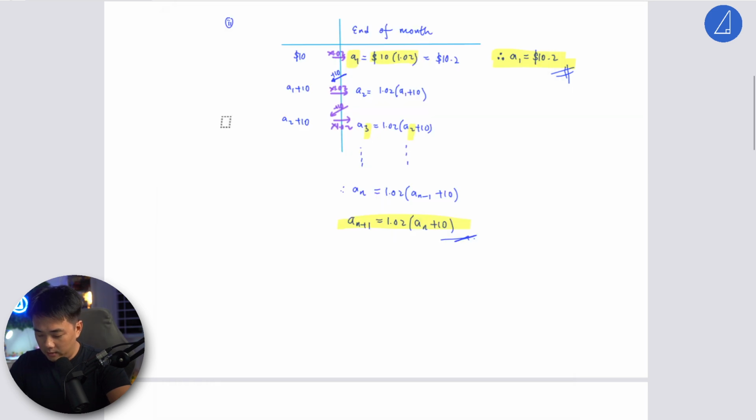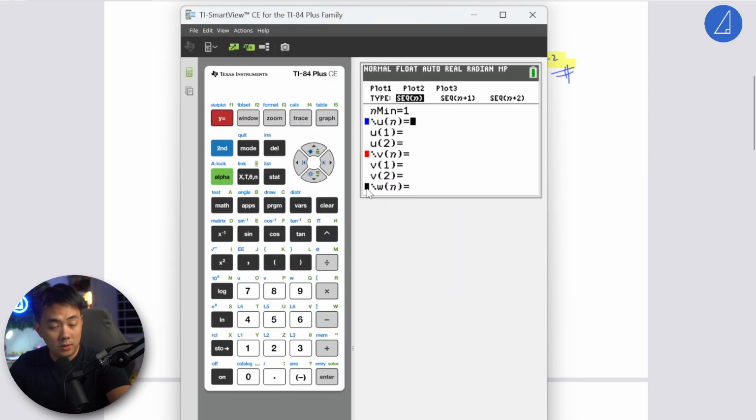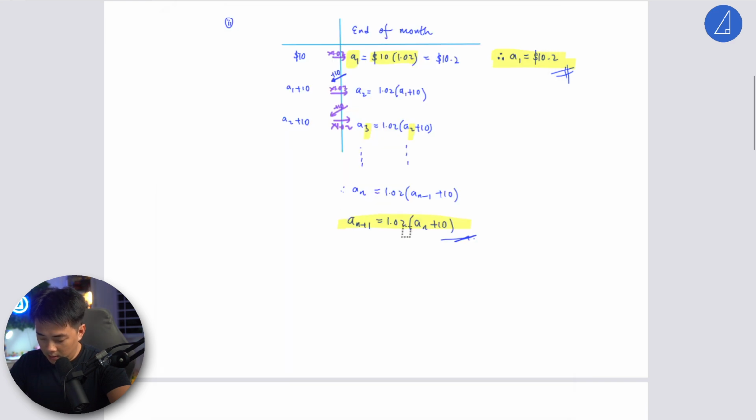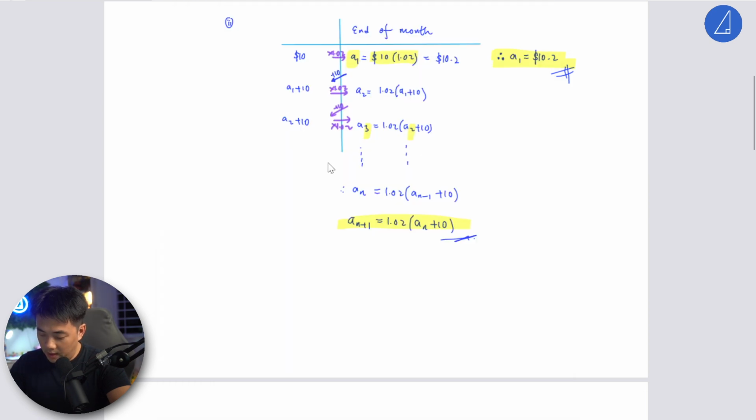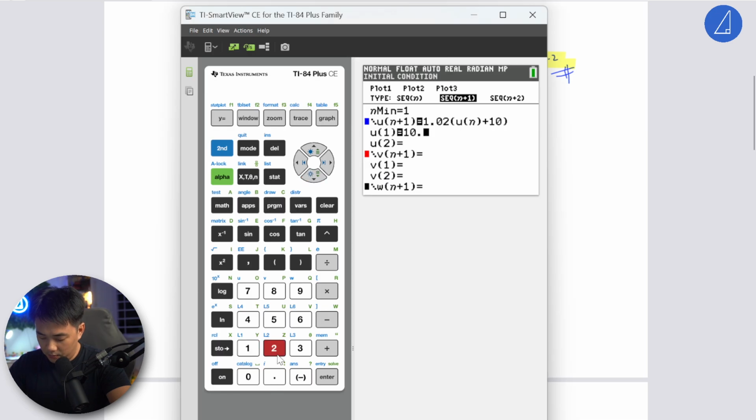Then you go to this guy here. Now this is n+1. So we could just use sequence, we just put the n+1 here, not an issue. Then this will be 1.02 A_n. So A_n is u. This is u_{n+1}. Instead of A, you put u. So u is this blue guy here. Then you just put n bracket. Then I'll put a +10 here. Your first term will be 10.2. Just put 10.2 there. Then you go to table value.